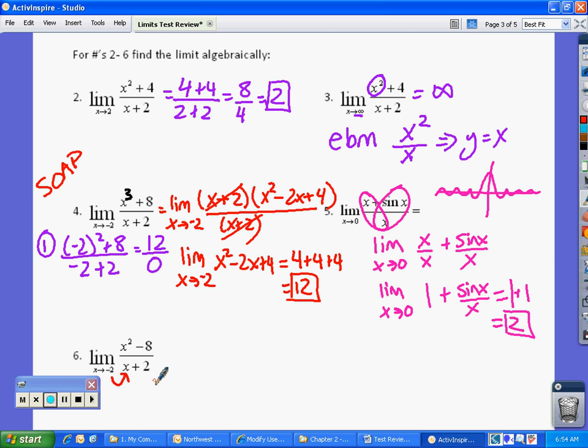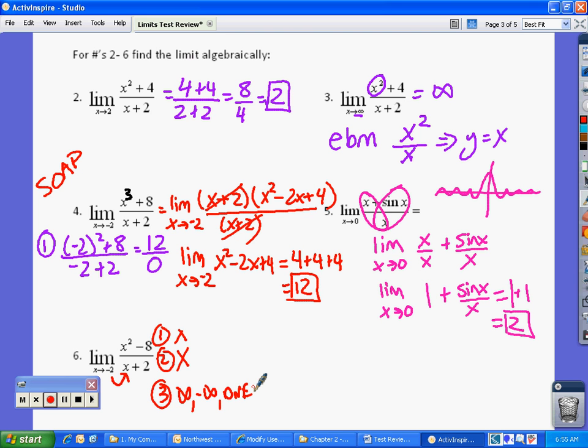Looking at this, x squared minus 8 is not simplifiable. If it was x squared minus 4, it would be a difference of squares, and I could factor it. If it was x cubed minus 8, I could SOAP it. I could factor it as well. But there's actually nothing I can do here. If step 1 fails and step 2 fails, we move on to step 3, which is where we accept that infinity, negative infinity, and DNE, one of those is going to be our answer. So we have to decide which one it is.